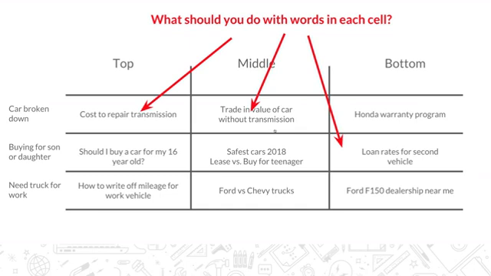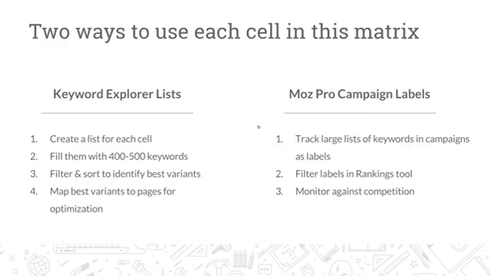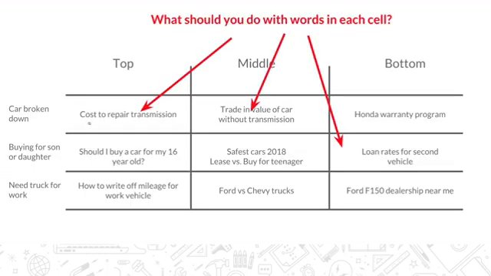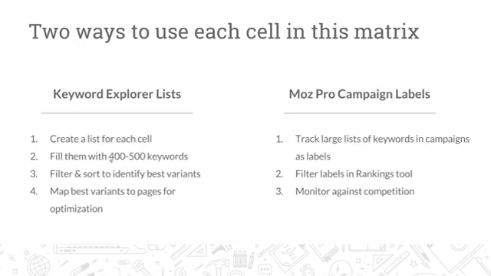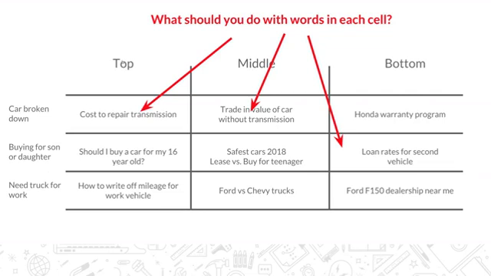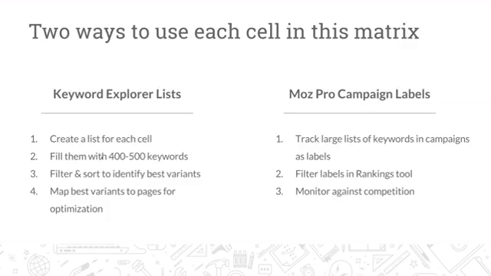So what do we do with each cell within the matrix here? 2 things that we can do with these, and we'll walk through each one of these for the remainder of the course. One of the things you can do is to create Keyword Explorer lists or lists of some sort that look at variants of each word. So imagine cost repair transmission. We're like, yes, that's what we want to go after. That's definitely a high use case. What we want to do is we want to create a list associated with the top of the funnel for this use case and then fill in 400 to 500 variants of this word in that list. Okay. Find 400 to 500 variants of that word or that concept.